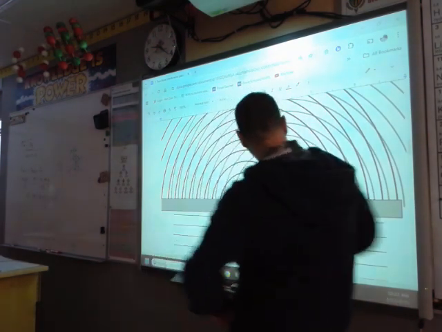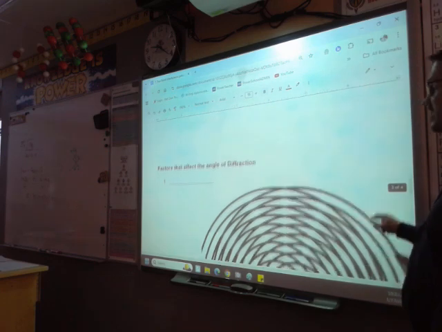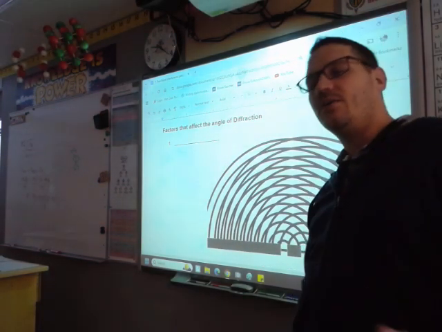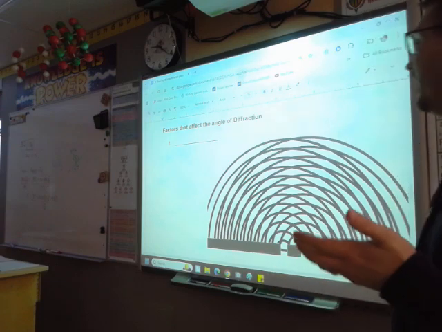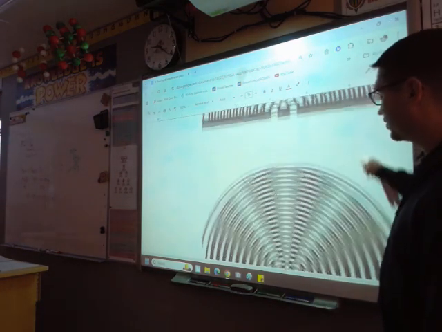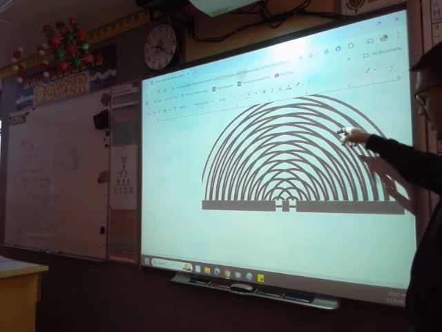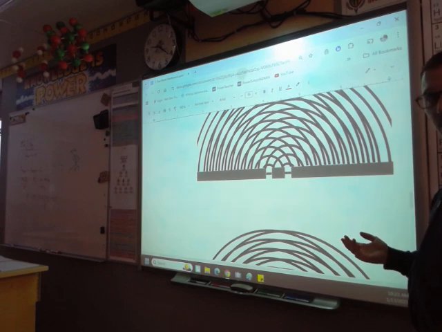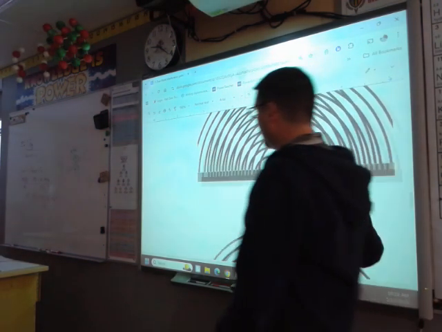All I want us to do is try and determine what are the things that affect the angle of diffraction. So there should be 2 waves here, 2 diffraction patterns. What's the big difference between them? I tried to really exaggerate it this time. Oh, yeah. It's the distance between openings, right?